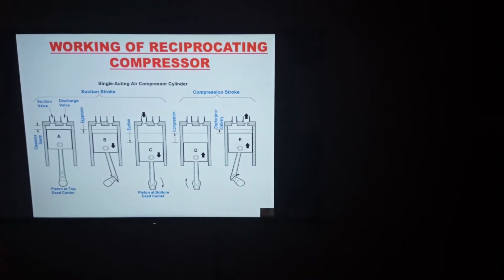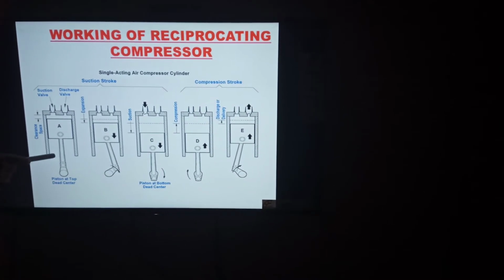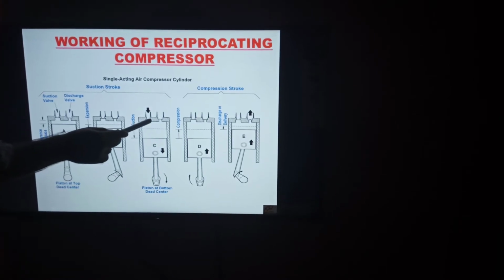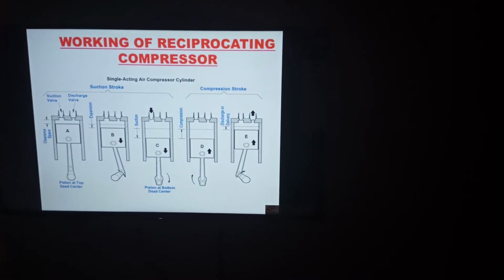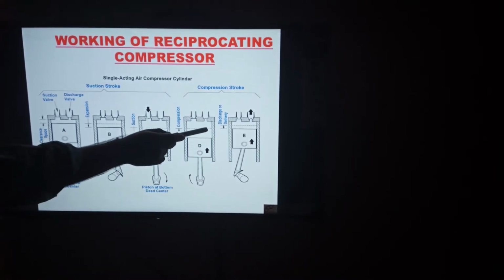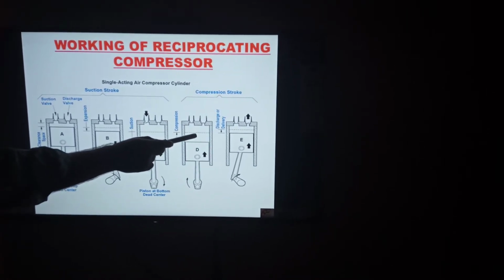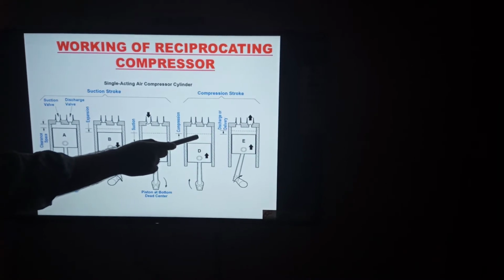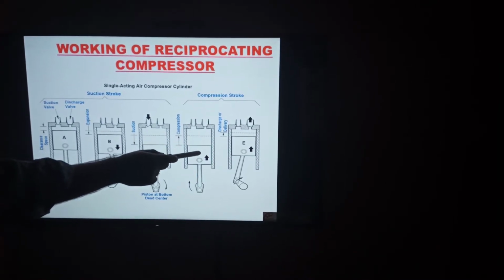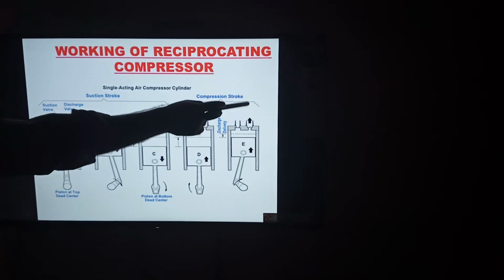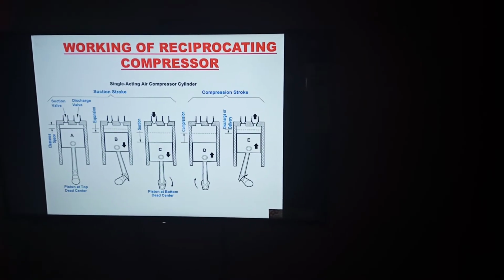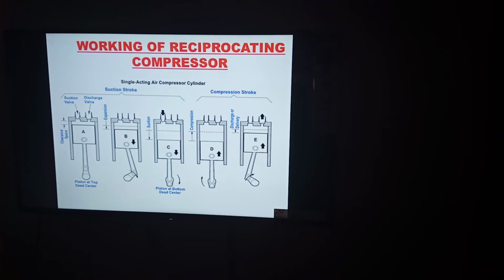So during the suction stroke, the piston moves from top dead center to bottom dead center. During this time, the suction valve gets open and some air is drawn into the cylinder. And during the compression stroke, both these valves are closed, so the air is trapped inside the cylinder. Since the piston is moving upwards, the trapped air gets compressed, and finally the discharge valve gets opened, and we are getting high pressure, high temperature air at the end.